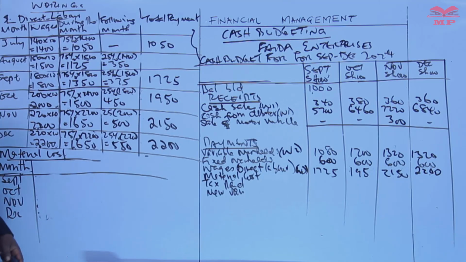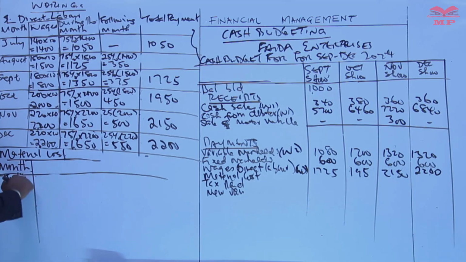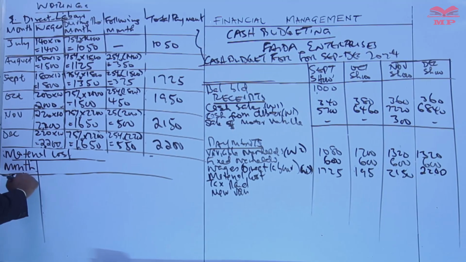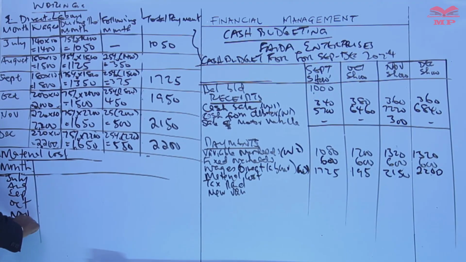But first of all, before arrears, let's just calculate the cost from July, August, September, October, November, December. What is the material cost? What will be the material cost?